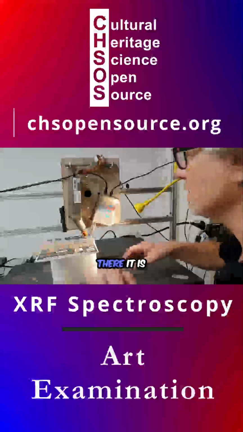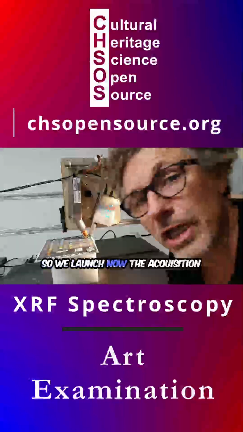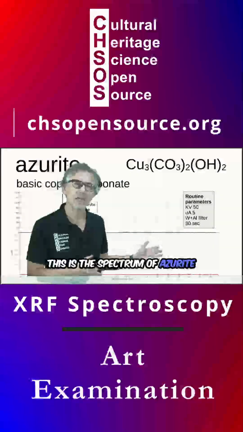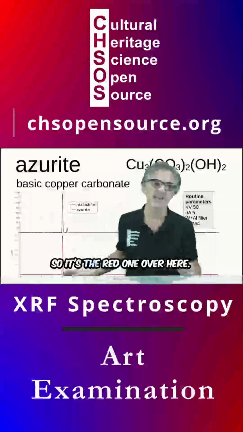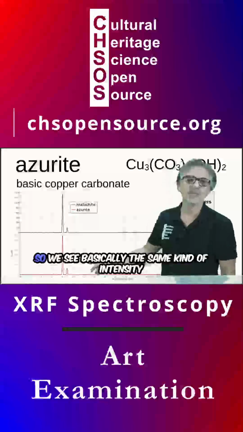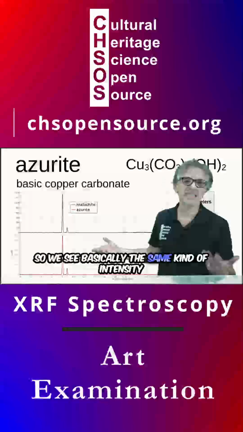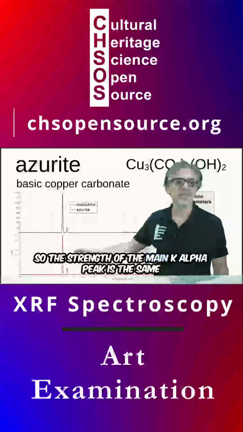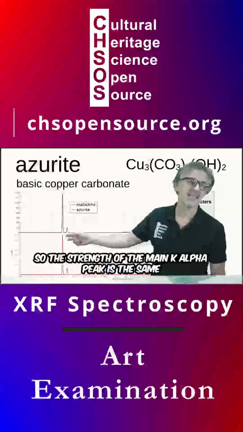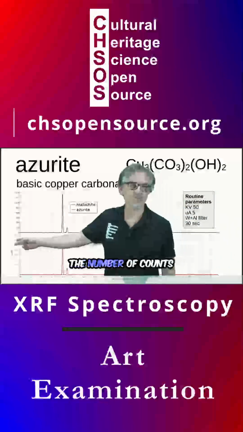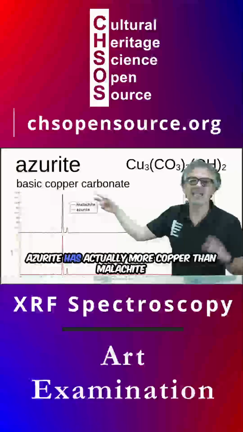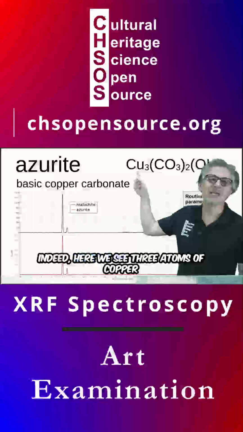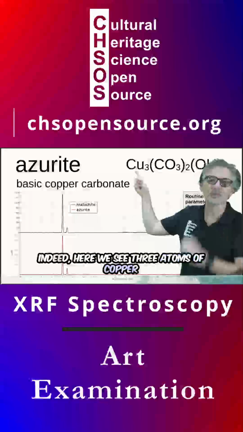Azurite, there it is. We launch the acquisition now. This is the spectrum of azurite, the red one over here. We see basically the same kind of intensity, so the strength of the main K alpha peak is the same. We can also read from here the number of counts. Azurite actually has more copper than malachite. Indeed, here we see 3 atoms of copper.